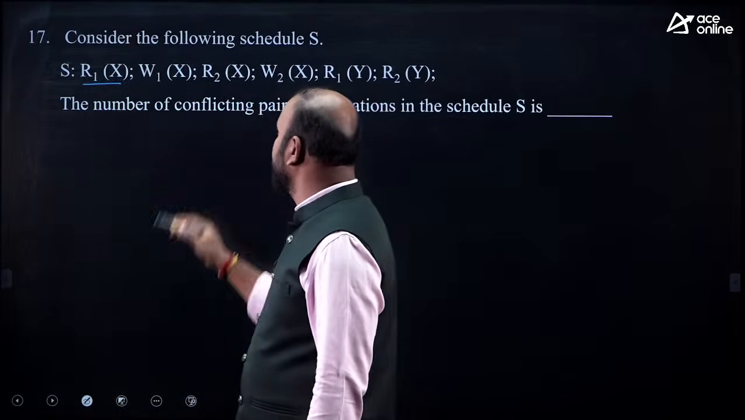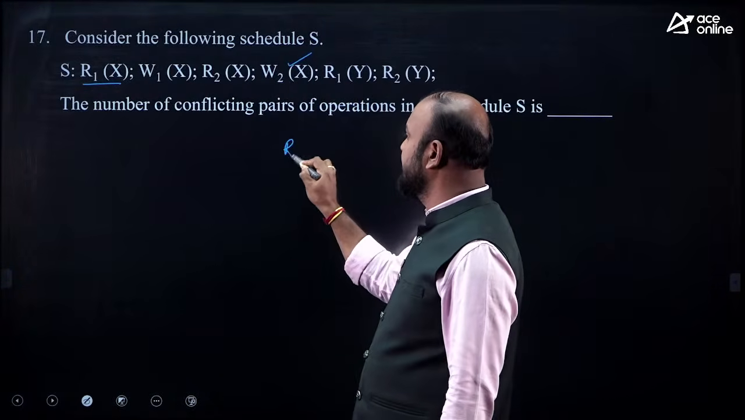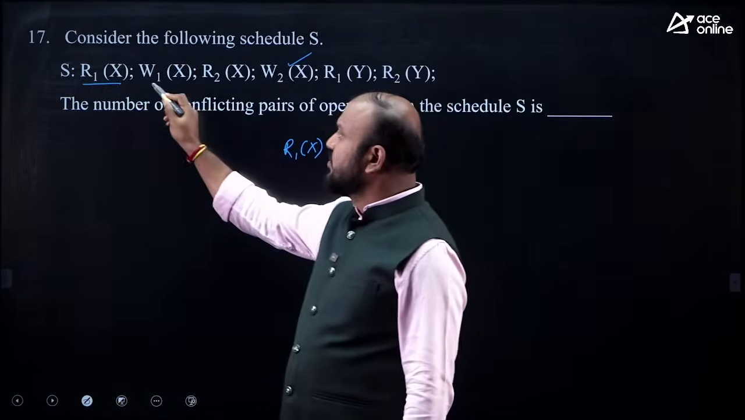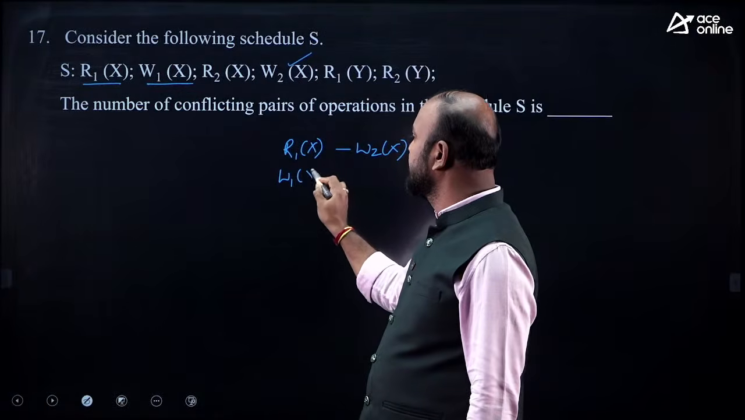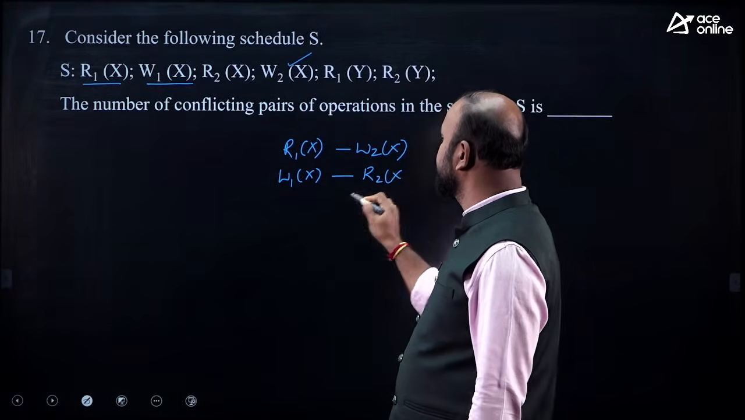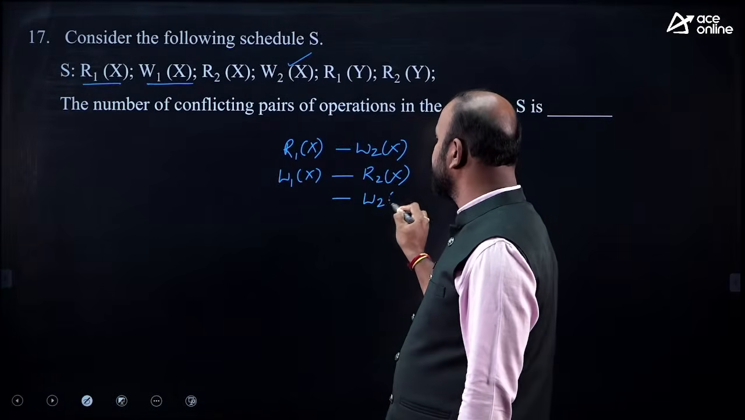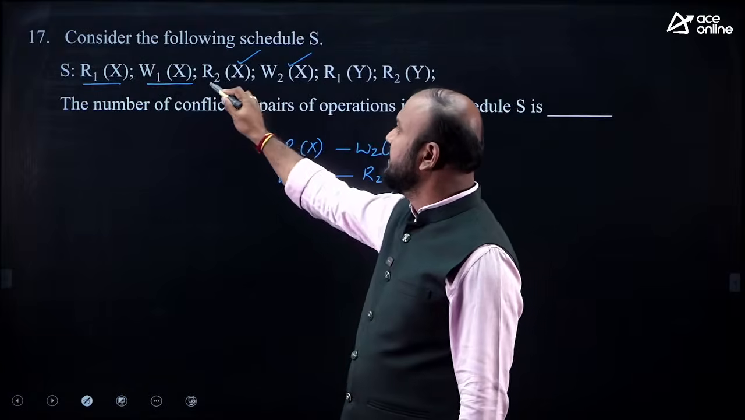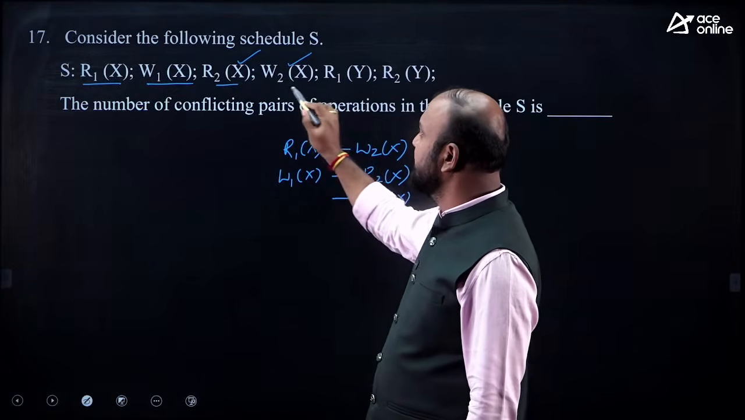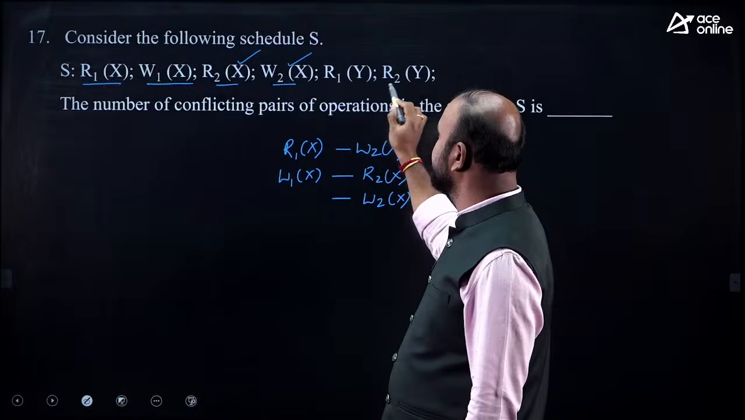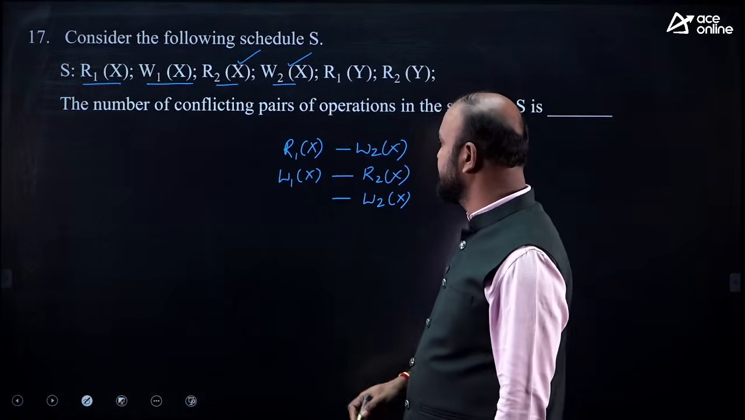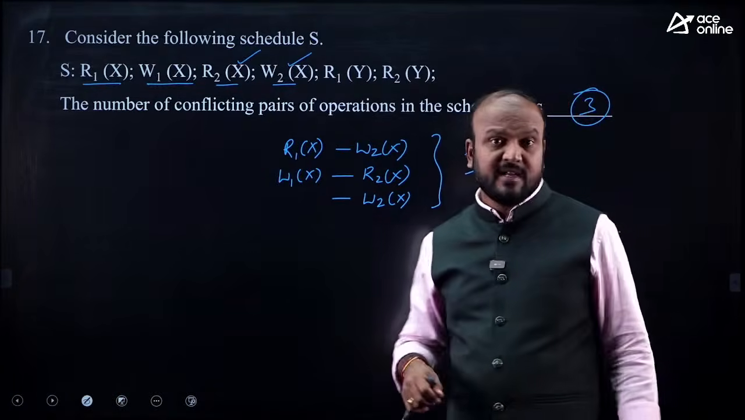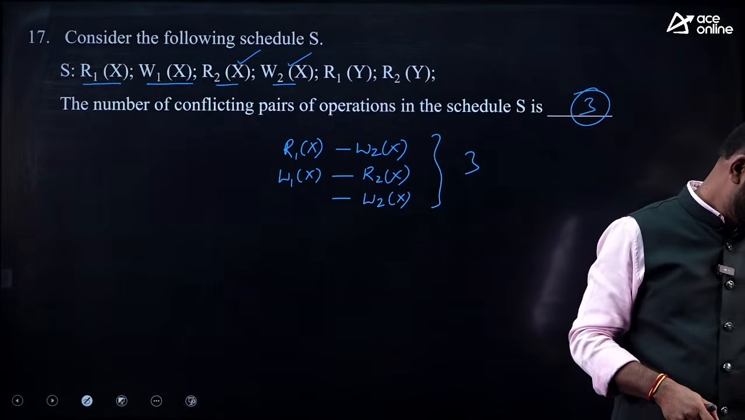Read 1x, do you have any conflicts? Write 2x. Read 1x and write 2x, this is one conflict. Write 1x has a conflict with read 2x and also has a conflict with write 2x. Right? These two. But read 2x does not have any conflicts. Write 2x, no conflicts. Read 1y, read 2y, read is not a conflict. So how many conflicting pairs? This question was not asked but is expected to be asked. Right?